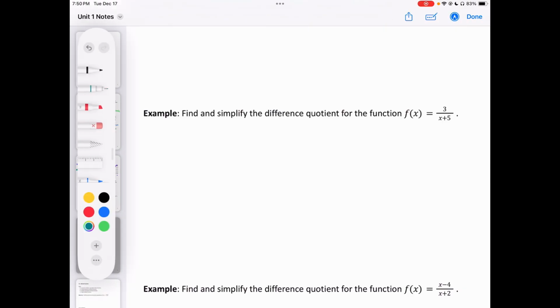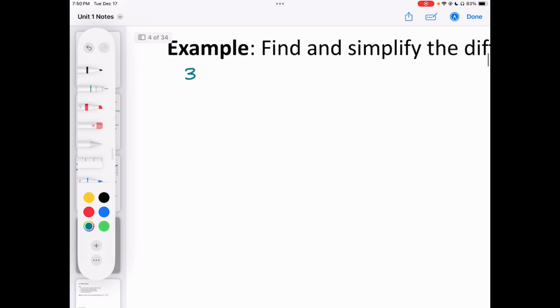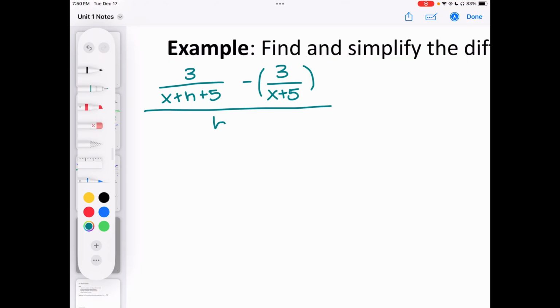Okay. Alrighty. So that means we're going to have 3 over x plus h plus 5 minus 3 over x plus 5. Okay, I'm going to put that in parentheses for myself. This is all going to be divided by h. So I'm going to write it here.